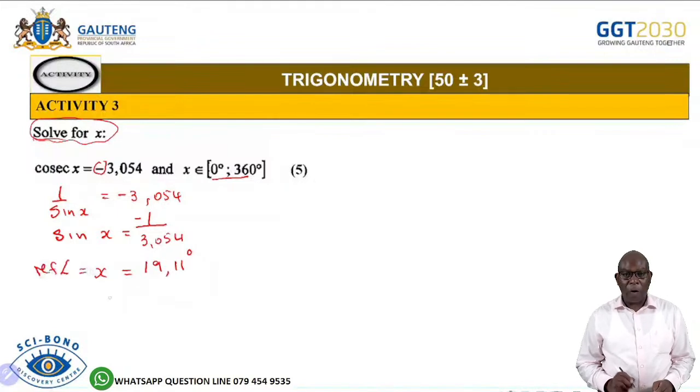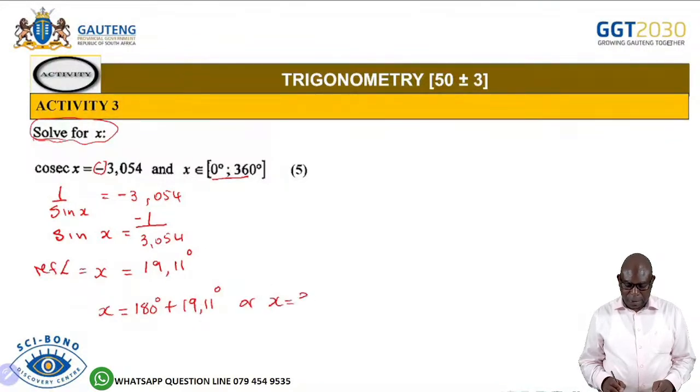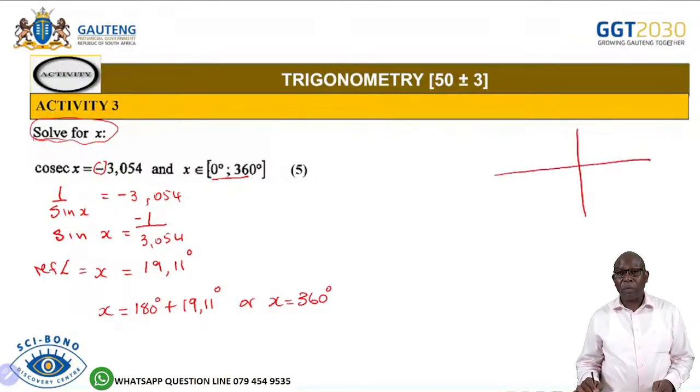So my answer will be x is equal to 180 degrees plus the reference angle, or x will be equal to 360 degrees. Remember, now we're talking the reduction formula. So in the third quadrant it is 180 degrees plus, in the fourth quadrant it is 360 degrees minus. So this is the third quadrant, this is the fourth quadrant.